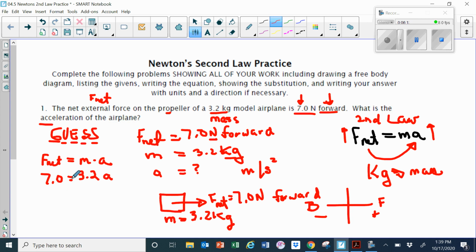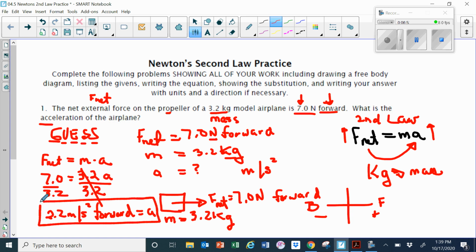We know the F net is 7. We know the mass is 3.2. We know the acceleration is a. To get a by itself, it's pretty straightforward. We're going to divide by 3.2 on both sides of this equation. So it's 7 divided by 3.2. The acceleration is going to be 2.2 meters per second squared, and it's going to be forward. I'm going to put that in a box because that's the answer: 2.2 meters per second squared forward.